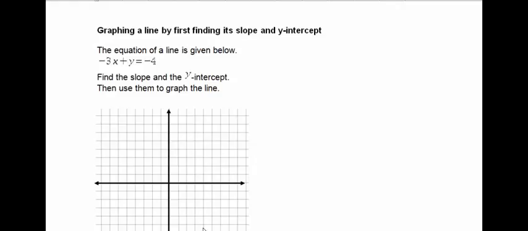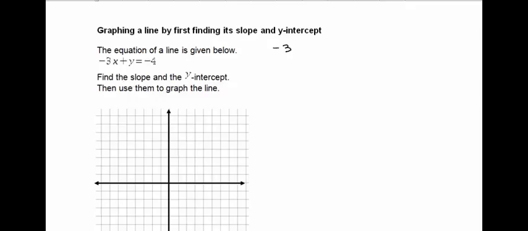So now I'm going to graph a line by finding its slope and y-intercept. I'm given this equation, negative 3x plus y equals negative 4, and that's in the standard form. So I have to first convert that into the y equals mx plus b format, right? So I need to solve for y first.